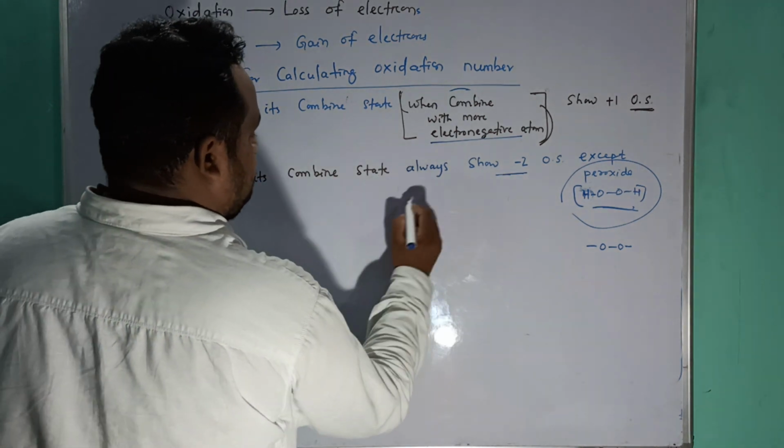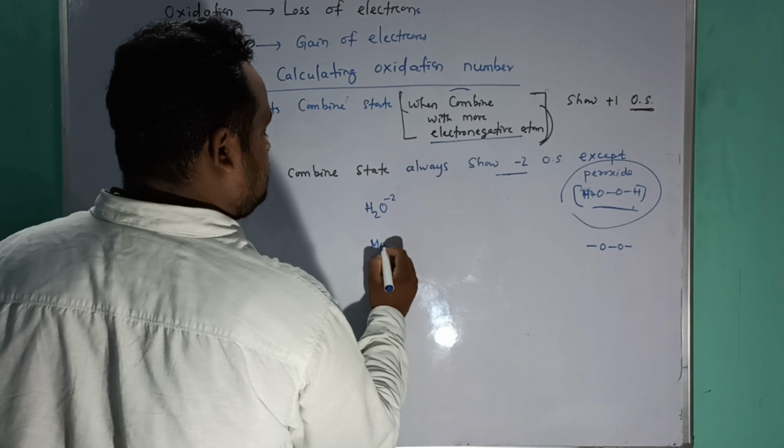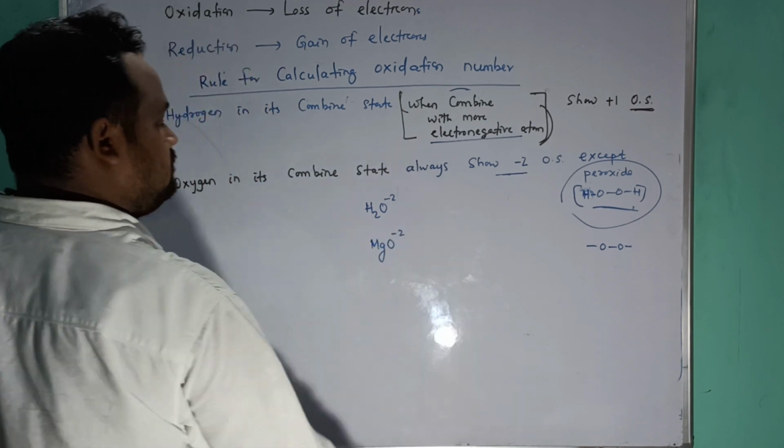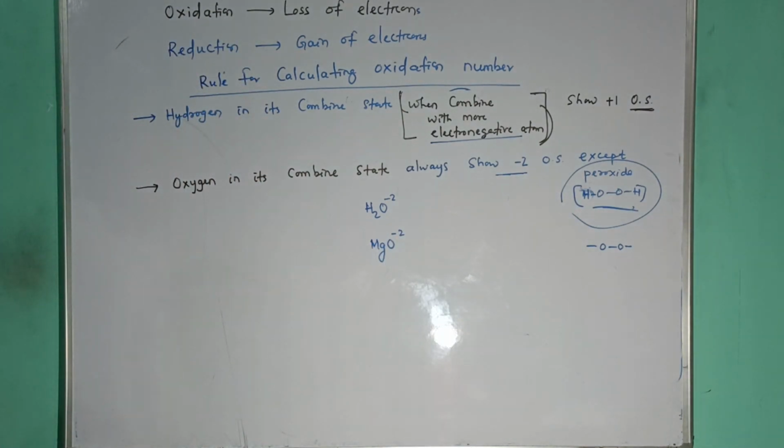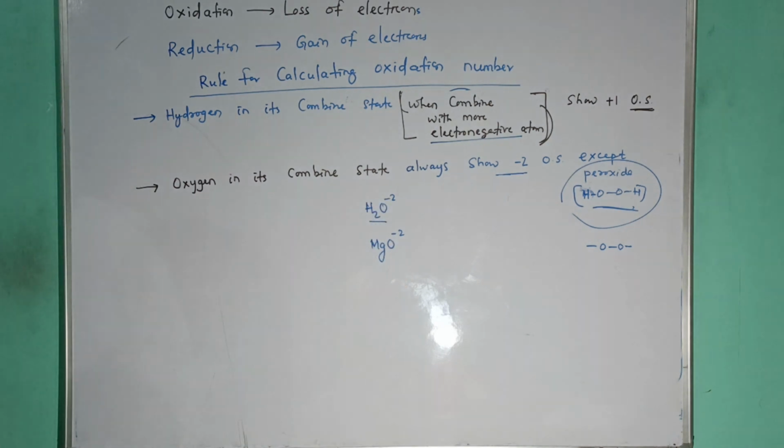So oxygen, for example, H2O, here -2, MgO, -2. These are the oxidation states. Combined state, oxygen -2. Clear?